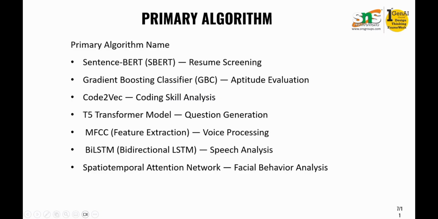Second, for aptitude and cognitive assessment, the system applies the Gradient Boosting Classifier. This machine learning algorithm combines multiple weak decision trees to create a strong predictive model.